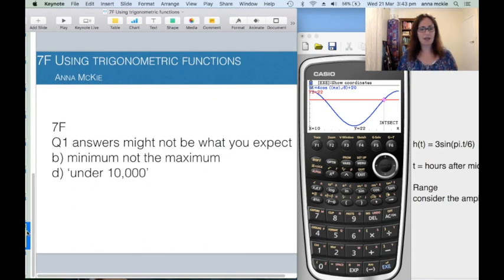Okay, just some extra tips here when you come to do the questions of 7F. I did notice that they might not quite be what you expect. For part B, I think it's referring to a minimum as opposed to a maximum, and part D, I think it should say under 10,000.